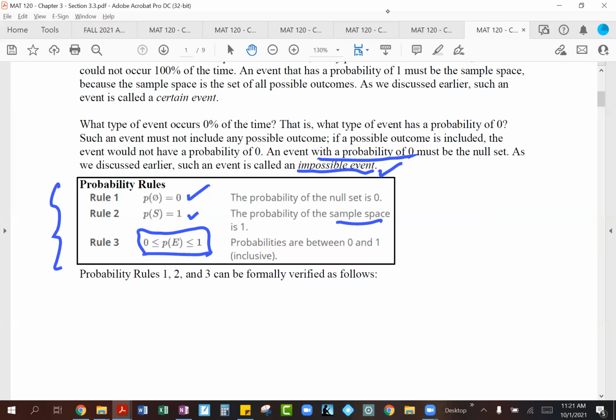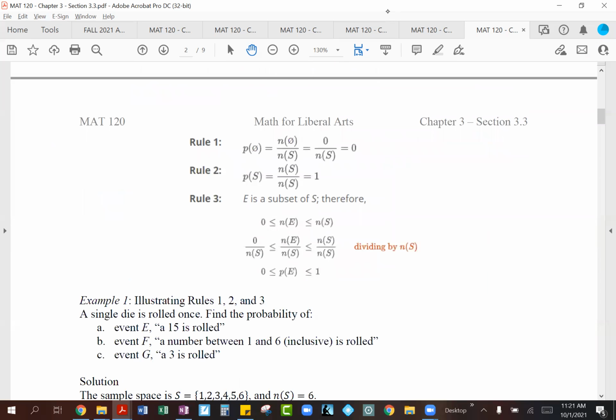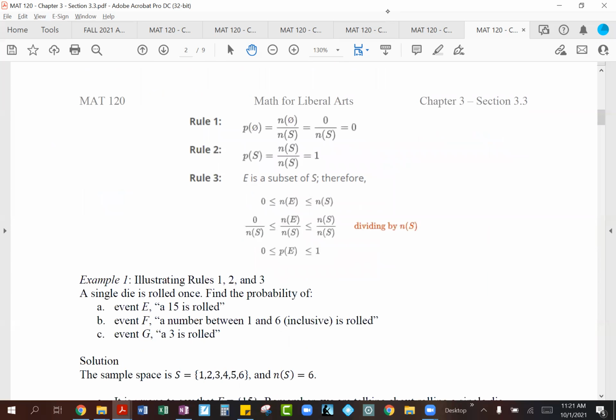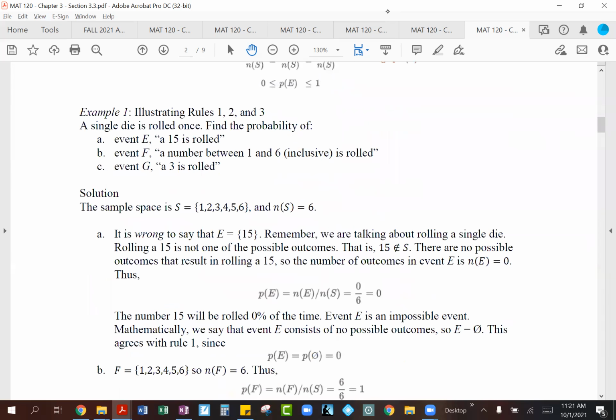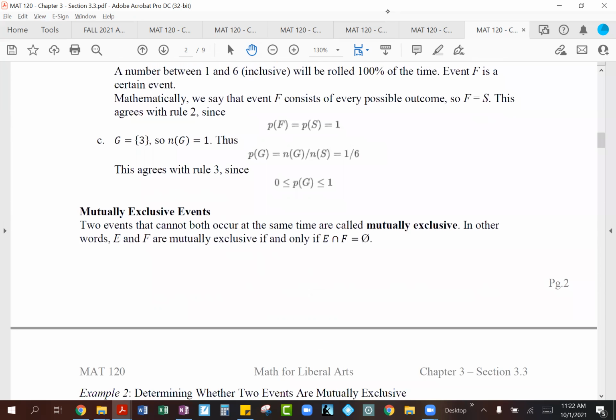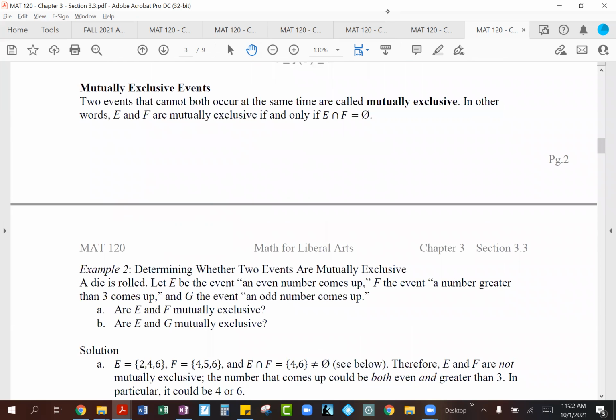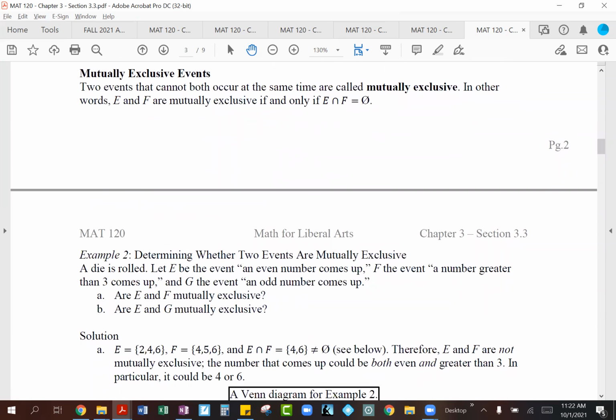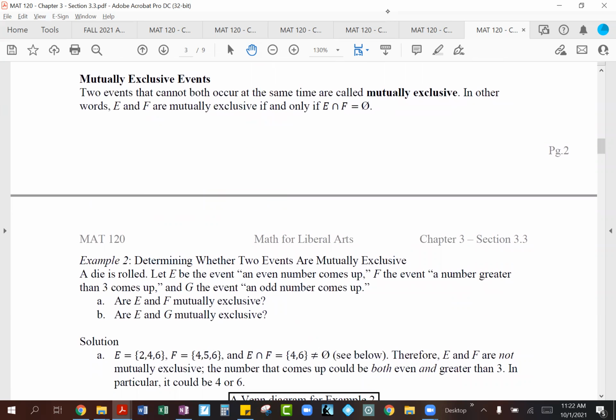And these 3 rules are definitely the foundation when we talk about probability rules. Those are some of the things to keep in mind. They're giving you some examples over here to help you play with these 0, 1, and in-between probabilities. Now, if you also remember in chapter 2, we had talked about mutually exclusive events.